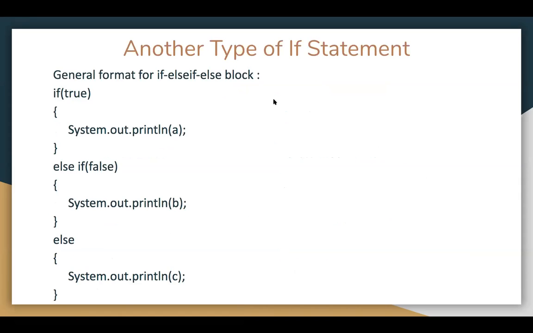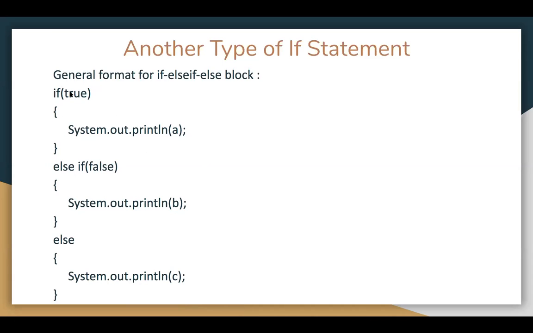Another type of if statement. The general format for an if, else if, else block. You can see here, if true, curly brackets, system.out.print, else if false, system.out.print, else system.out.print. This is more complicated than the other two. If the first statement evaluates to true, then it executes the statements inside and then skips over the else if and else.